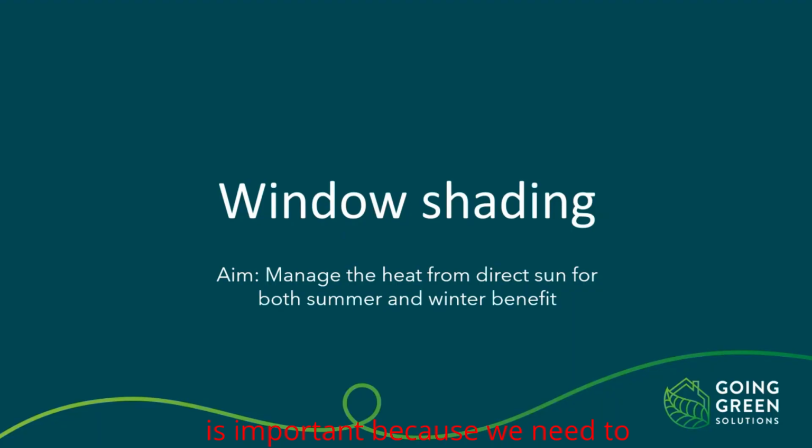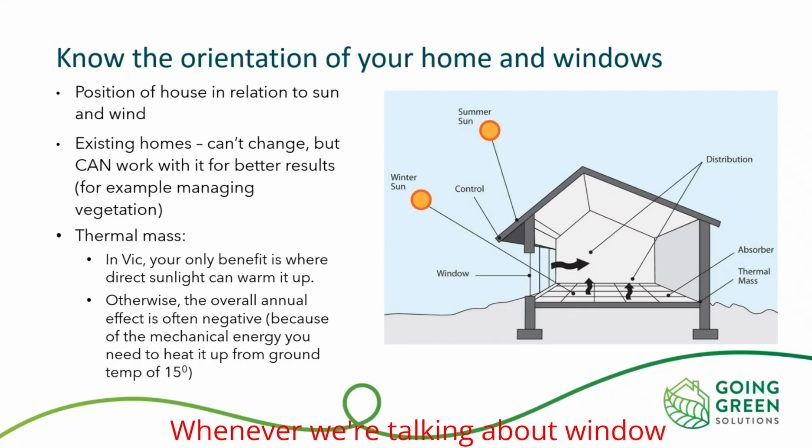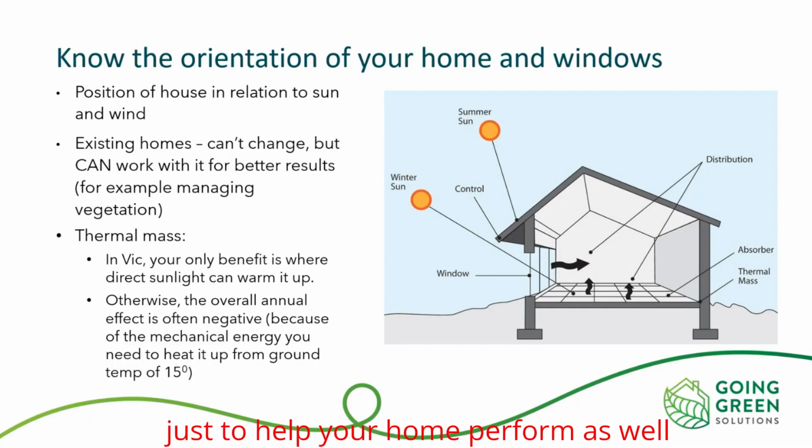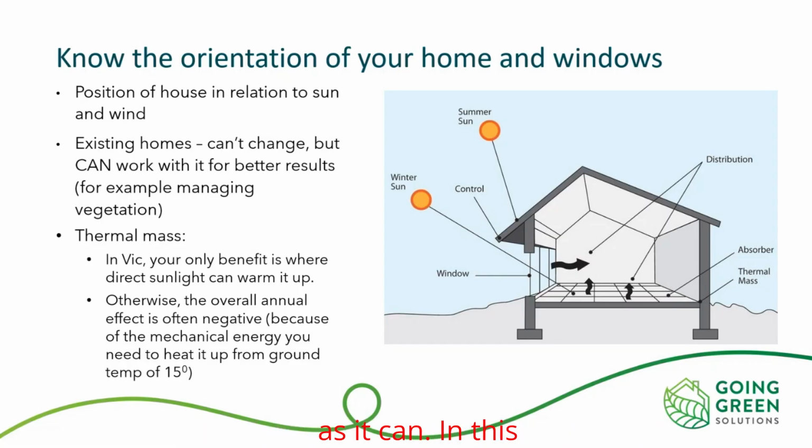Window shading. This one is important because we need to use it for our benefit, but also be able to take it away for our winter benefit. Whenever we're talking about window shading, it's important to know what orientation your home is at. And we're living in existing houses, most of us, so we can't actually change it, but it's useful to know what orientation all your windows are, so that you can make the best use of the winter sun and work out ways to help your home perform as well as it can.